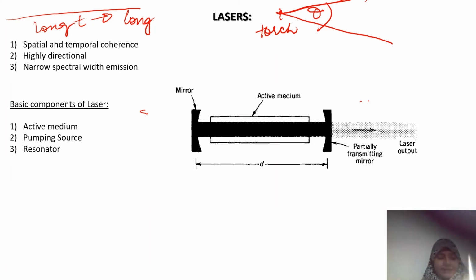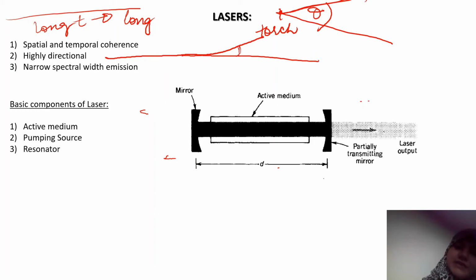But in the case of a laser, it's highly directional. That is, for a much longer length, it's just one line. Okay, one line. The spreading from here is quite less. For a longer distance, even if there's a spread, the spread will be quite small. That's why we are calling it highly directional.